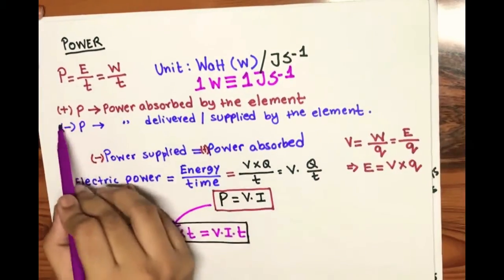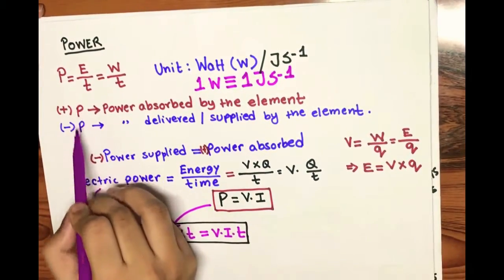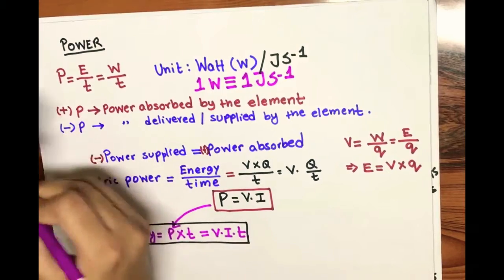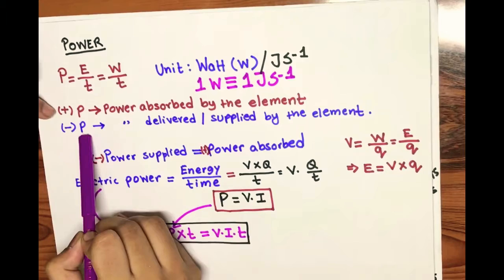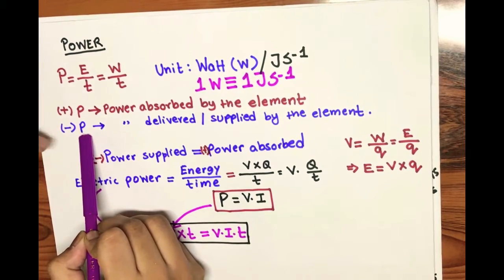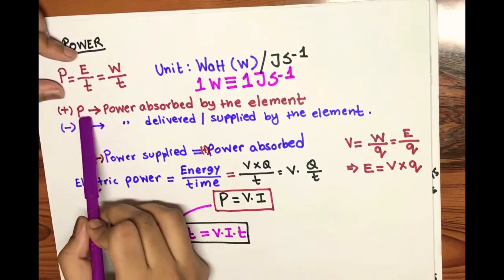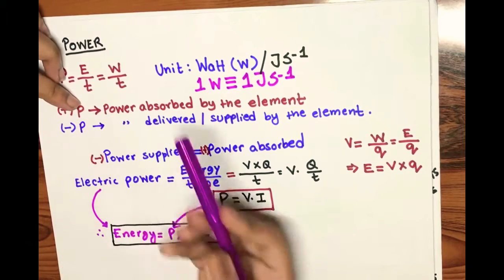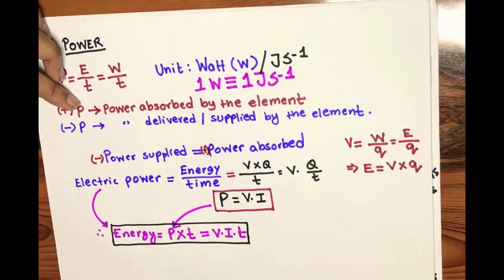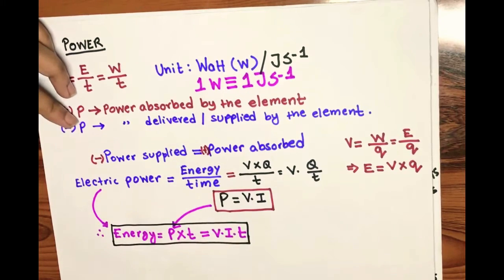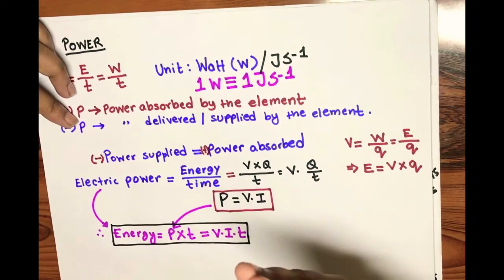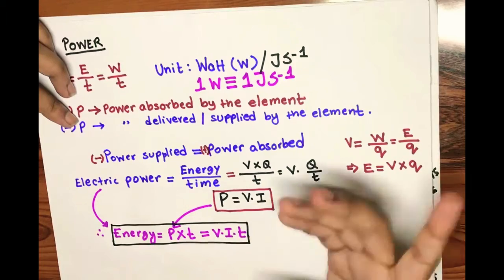Now here we can see that there are two types of power. One is positive power and the other is negative power. So what is the difference between positive and negative power? Positive power indicates that the power is being absorbed or used up by the element, whereas negative power indicates the power is being delivered or supplied by an element.